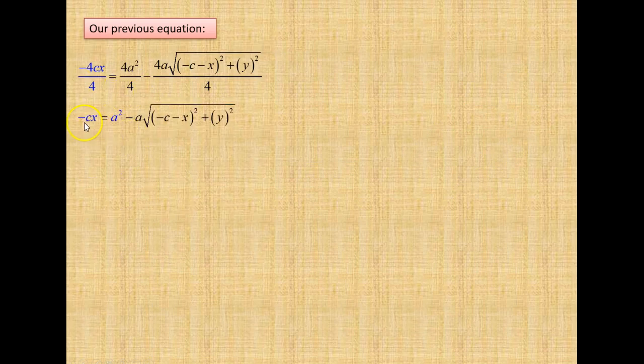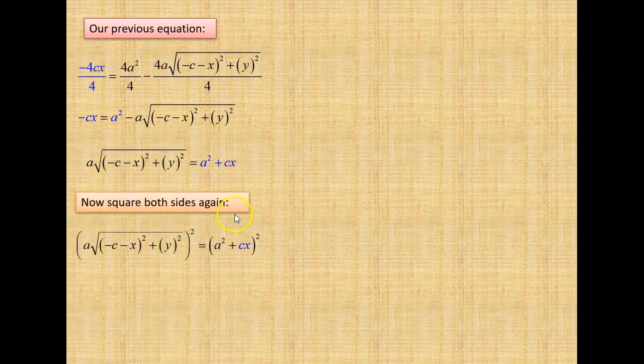And that leaves us with minus cx is equal to a squared minus a times the square root of this quantity. Okay, so what I'm going to do is take this minus a times the square root and move it to the left, and take the minus cx and move it to the right, and make that positive. Now square both sides again.